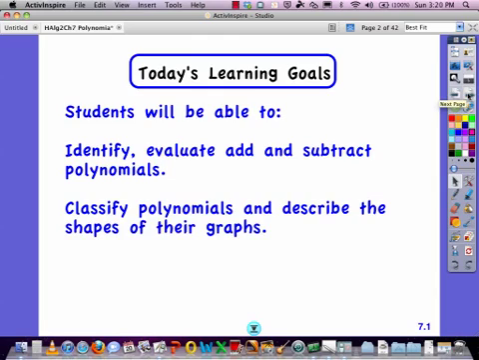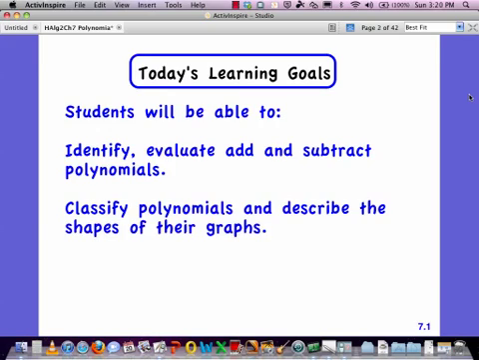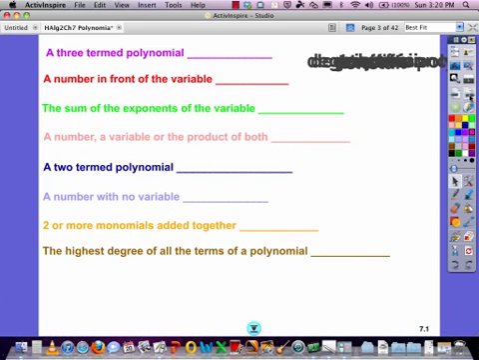By identify, we're talking about its name, what kind it is, its size, and then classifying the polynomials and describing the shapes of their graphs. So if you haven't, let's begin here. I believe I have several different names of polynomials and vocabulary words, and they're all stored right here.